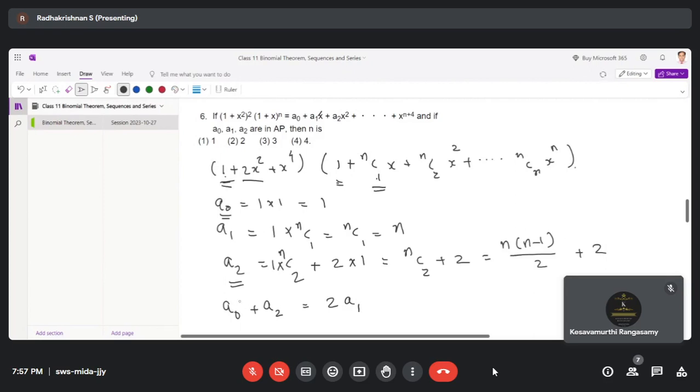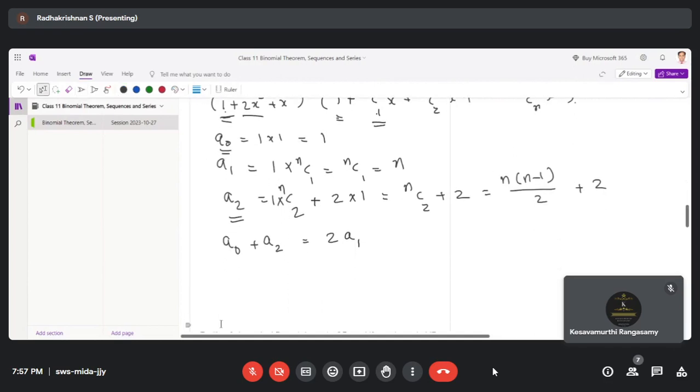So a0, you add something to get a1. Okay, so you again add the same thing to get a2. So that means a0 plus a2 will be equal to 2a1. So substitute there, a0 plus a2 equal to 2a1. Now you can solve for n. So this 1 and 2 are there. So 3 plus n into n minus 1 whole divided by 2 equal to 2n.